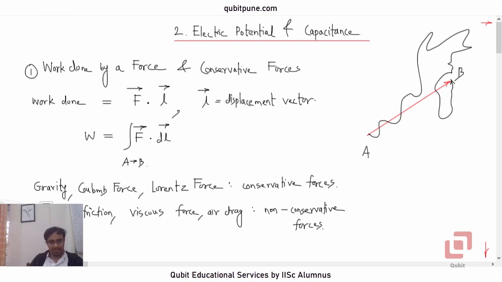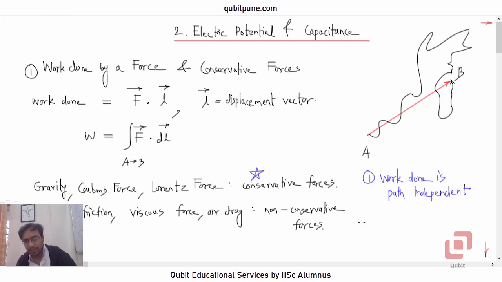So 2 points are there. The first point about conservative forces is that work done is path independent. The second important point is that this work done is actually stored in the system in the form of potential energy. Work done gets stored in the form of potential energy in the system.